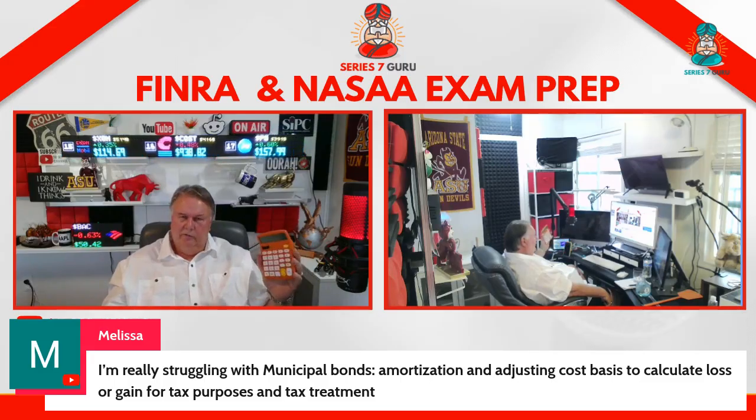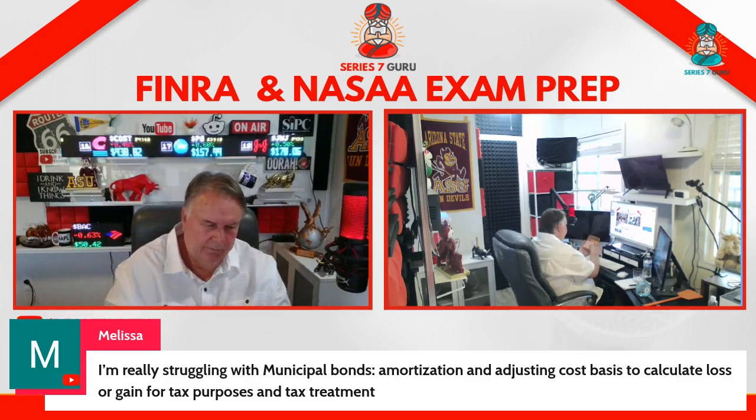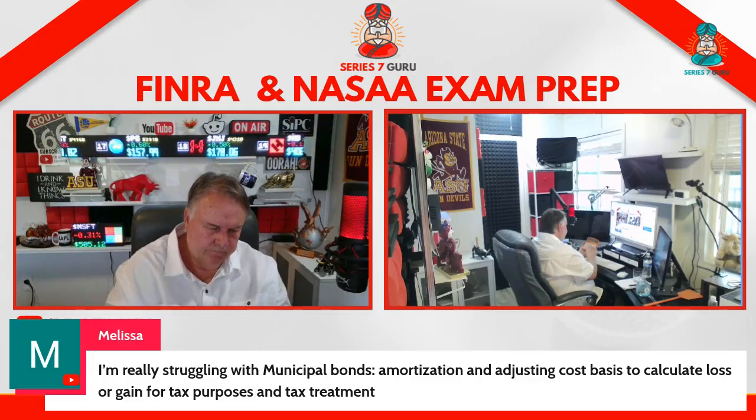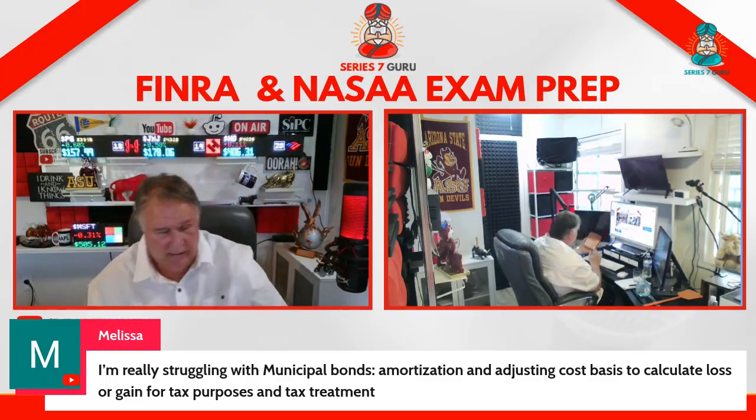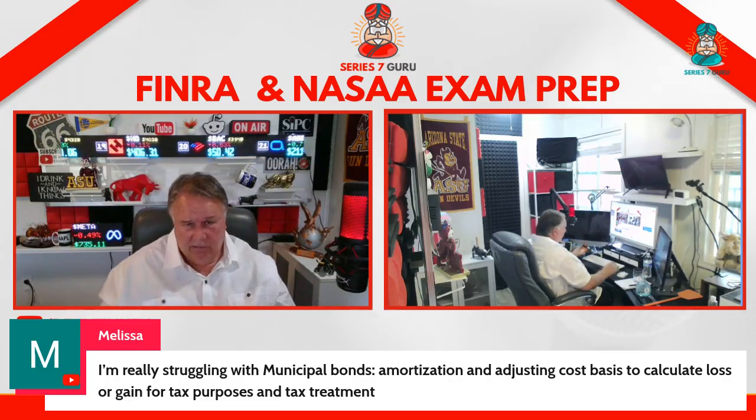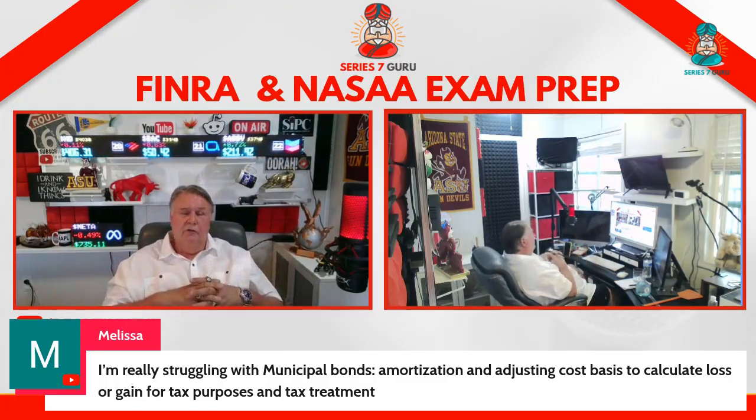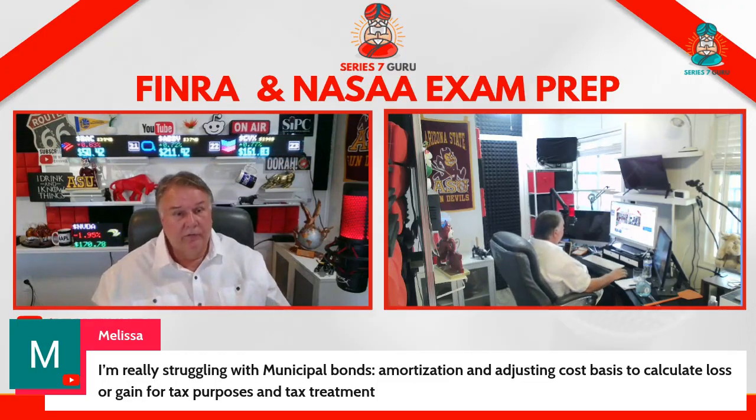I lost $100. But no, if my adjusted cost base, $1,200 minus $120, was $1,080, and I sell it for $1,100, I actually have a $20 gain. So that is the test question, right? You do the amortization, you adjust the cost base, and then you compare it to whatever your sales proceeds were. Again, for a muni bond purchased at a premium.